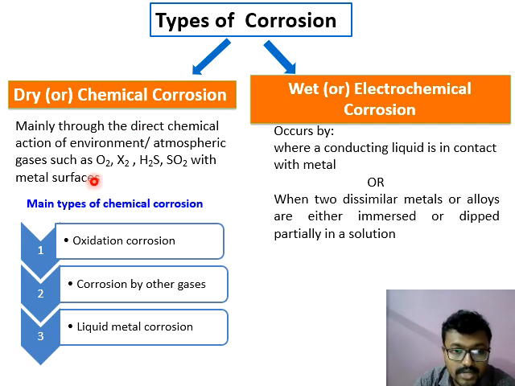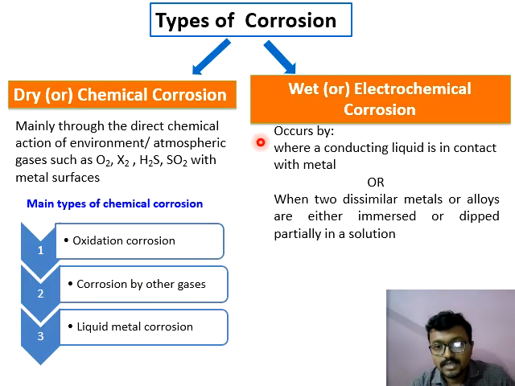First, dry corrosion. Dry corrosion can be of three types. One is oxidation corrosion, meaning corrosion by oxygen. Another is corrosion by other gases, and the third is liquid metal corrosion. First we'll discuss this dry corrosion, and then we'll discuss the electrochemical or wet corrosion.